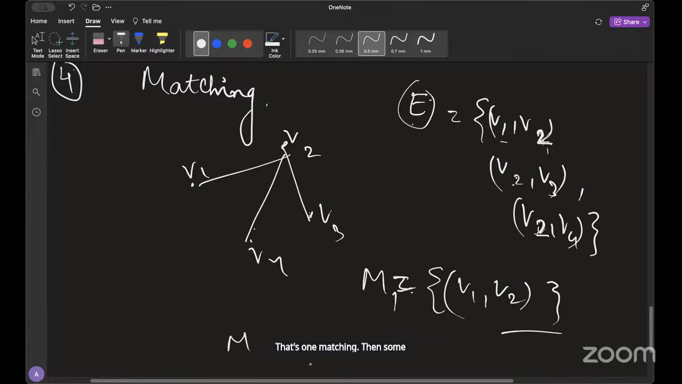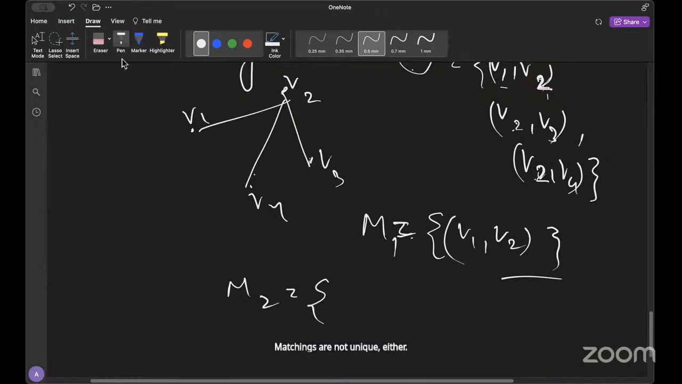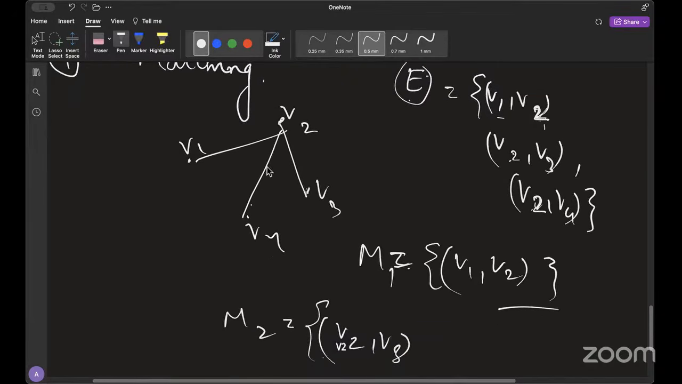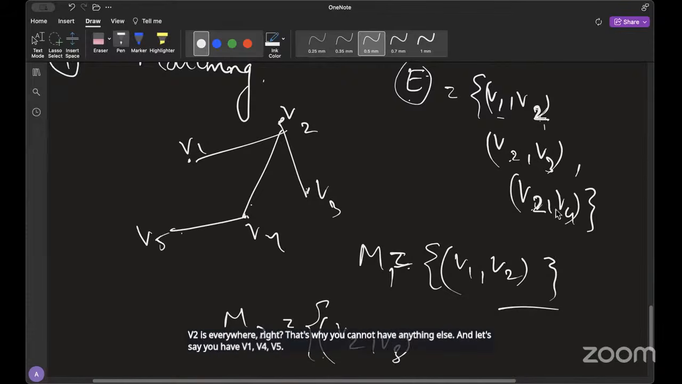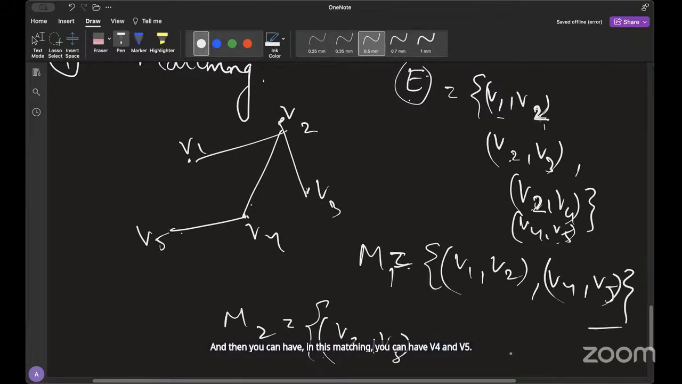Then some other matching could be... matchings are not unique either. It's not like you can only have one matching. You can have more than one matching for a given graph. So if you want to have V2, V3, then you can have... okay, V2 is everywhere, right? That's why you cannot have anything else. And let's say you have V1, V4, V5 too. So if this was it, you will have V4, V5 here. And then in this matching, you can have V4 and V5. And here too, you can have V4 and V5.